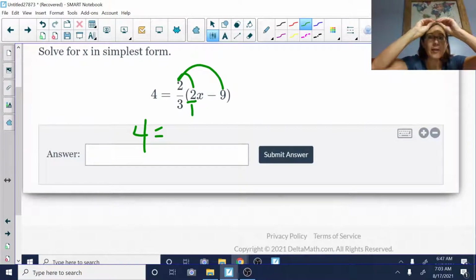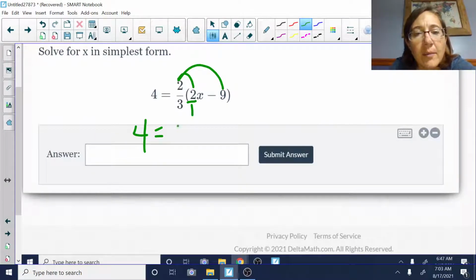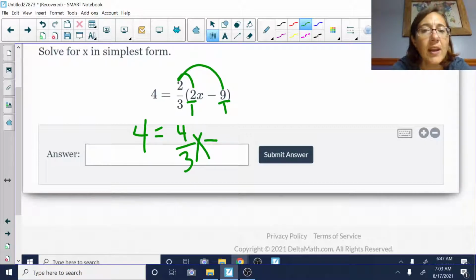So in my numerator, I would have 2 times 2, which is 4. In my denominator, I would have 3 times 1, which is 3, and there's an x attached to that. I'll do the same idea with my 9. I'll put it over 1. So I would have 18 in my numerator and 3 in my denominator, and that reduces to 6. It's okay with me if you use a calculator. It's fine. So now I have a two-step equation.